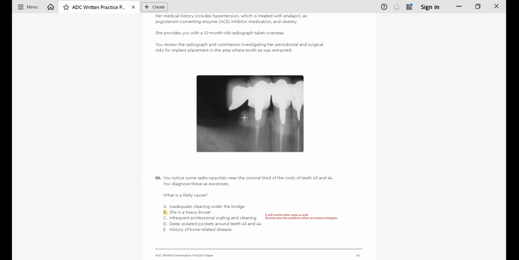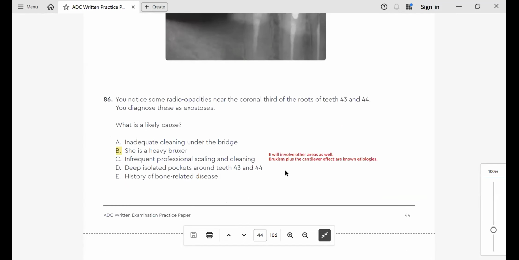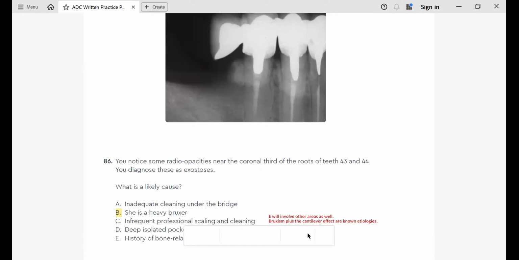You diagnose these radiopacities as exostosis. What is the likely cause? She is a heavy bruxer, of course. History of bone-related disease can be included, but option E would involve other areas as well, right? Bruxism plus the cantilever effect are known etiologies here, all right?